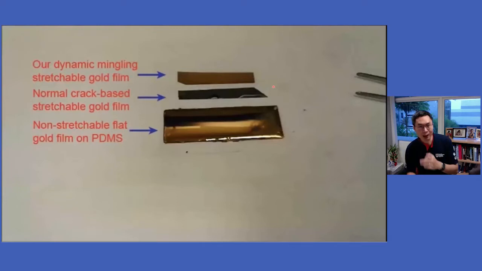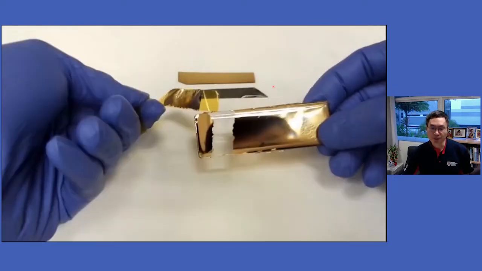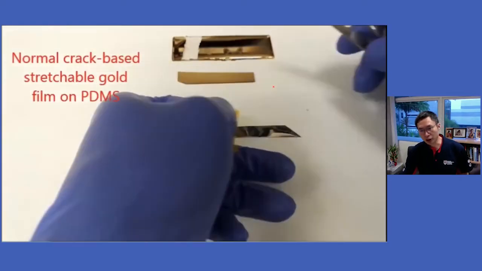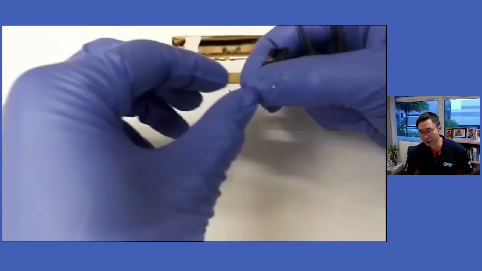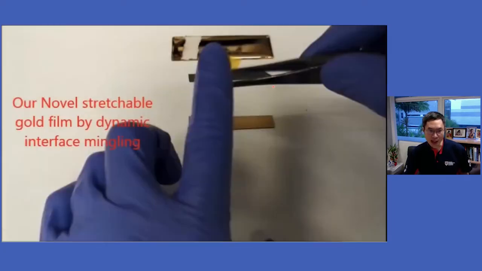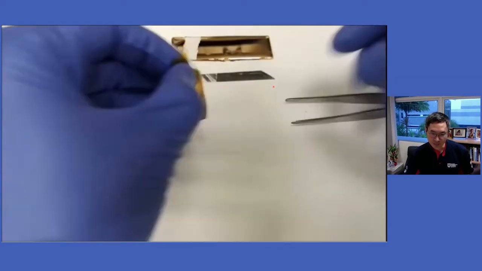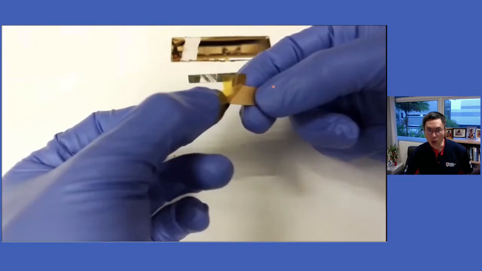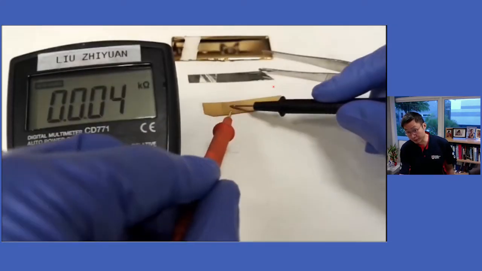Then let's see how stable this is. Here there are 3 samples. This is gold on glass, easy to peel off. This is gold on fully cured PDMS, gold also peels off. And this one uses our trap approach to fabricate. You can see, now when you want to peel off, the gold is still there. So this is an approach, and it's also conductive.